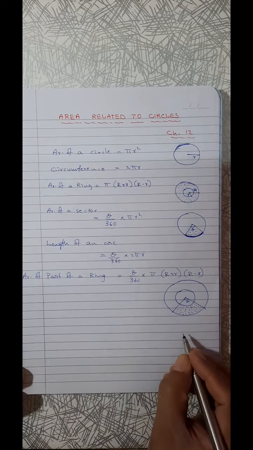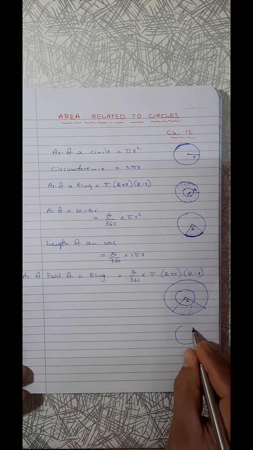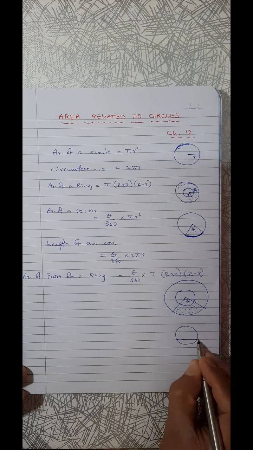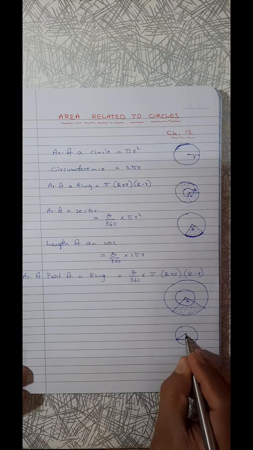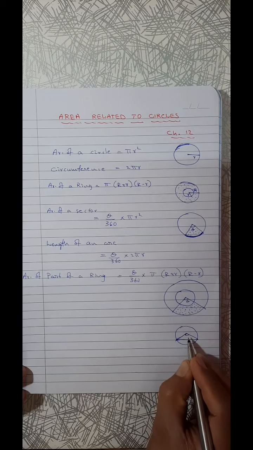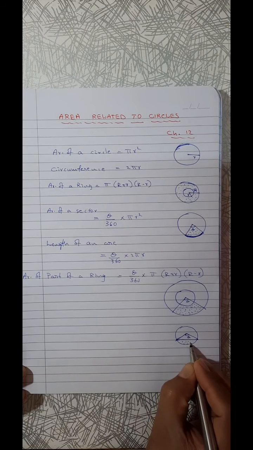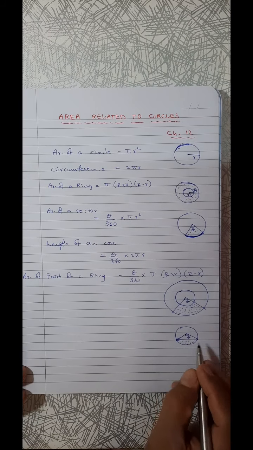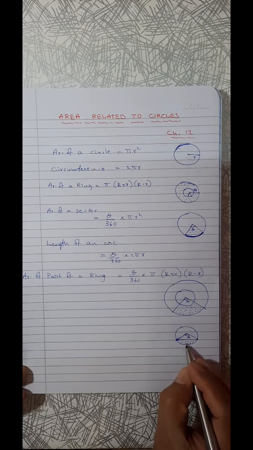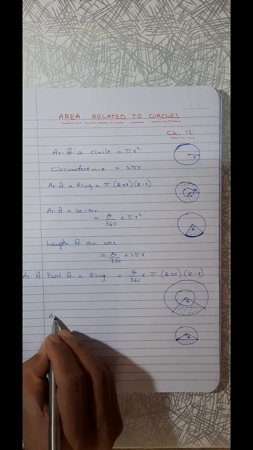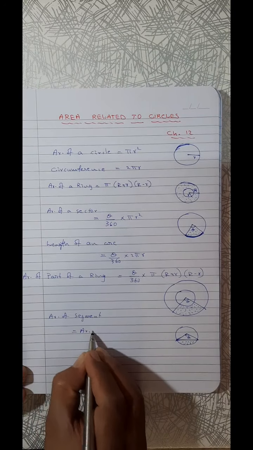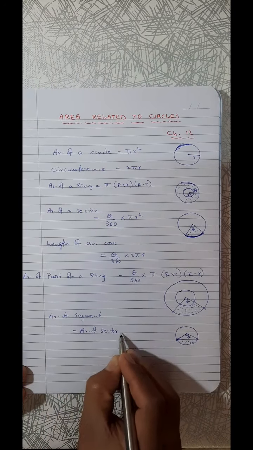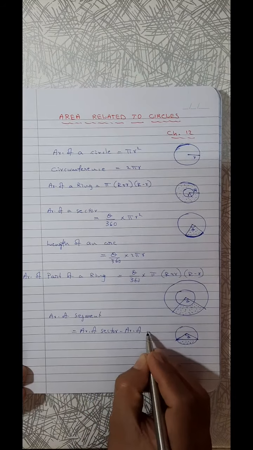Suppose we need area of a segment. This is segment. I need area of segment. What to do? Area of segment means area of sector theta degree, so area of sector minus area of triangle. Entire segment, these two together make the segment. Area of segment equals area of sector minus area of corresponding triangle.